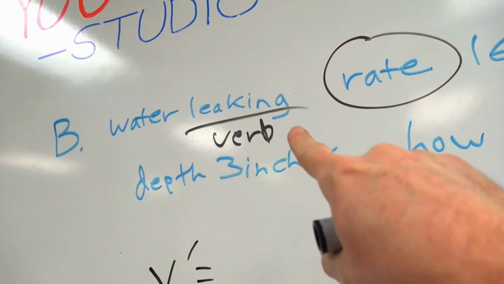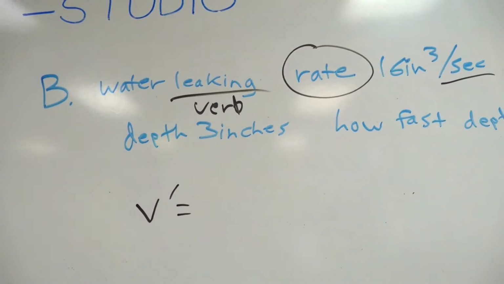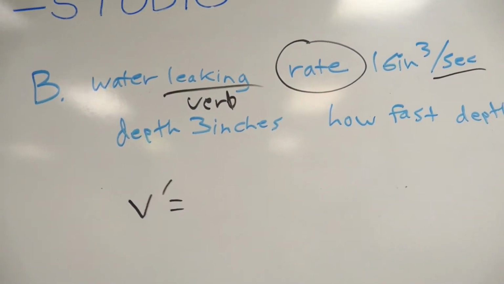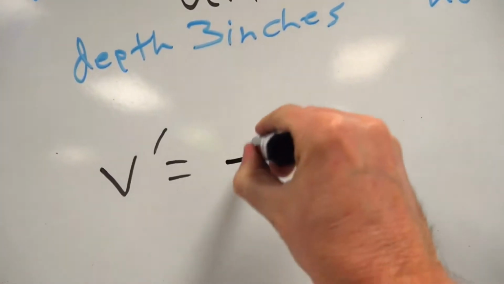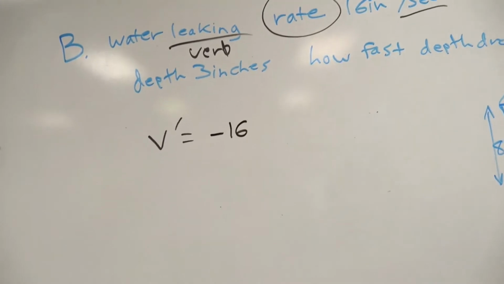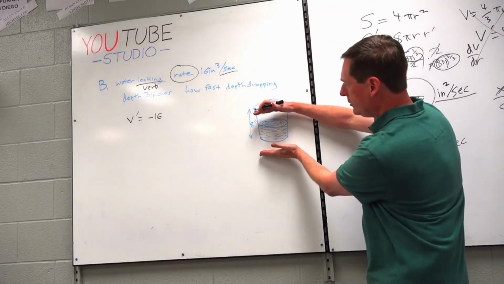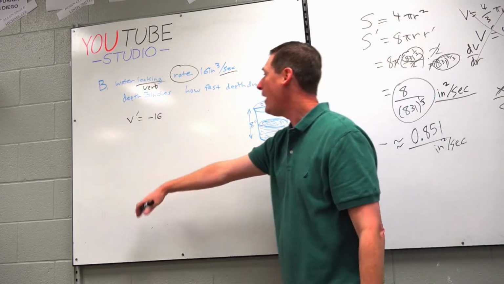It's leaking. It's the first time that we've had a negative verb in all of these real-life word problems. So leaking, it's actually negative 16. The word leaking is negative. How about that for a twist? All right. So the volume is losing 16 cubic inches per second. All right. Now, what else do we know?